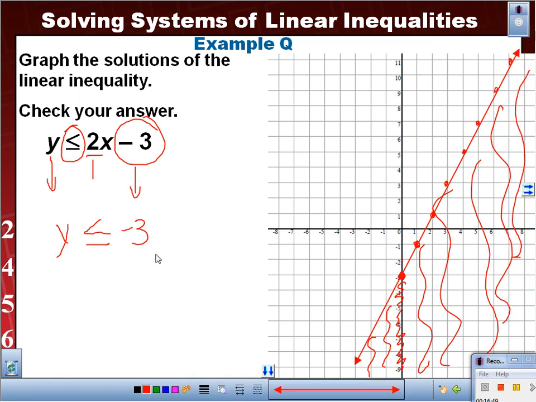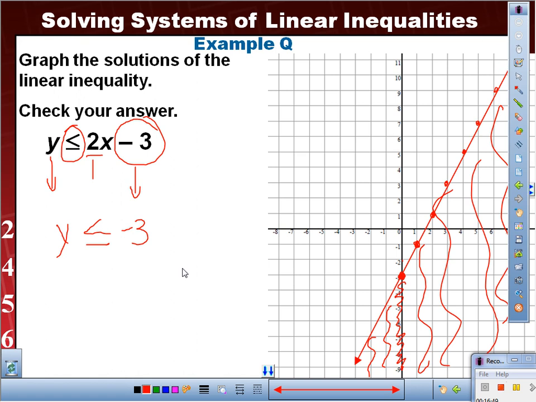So here we go. There goes the process again. I took my inequality and I graphed it like it was an equation. Started with a y-intercept and my slope. From there I saw that the inequality symbol was with the equal sign, so I sketched my line. But I need to find out which way I'm going to shade for the solutions.